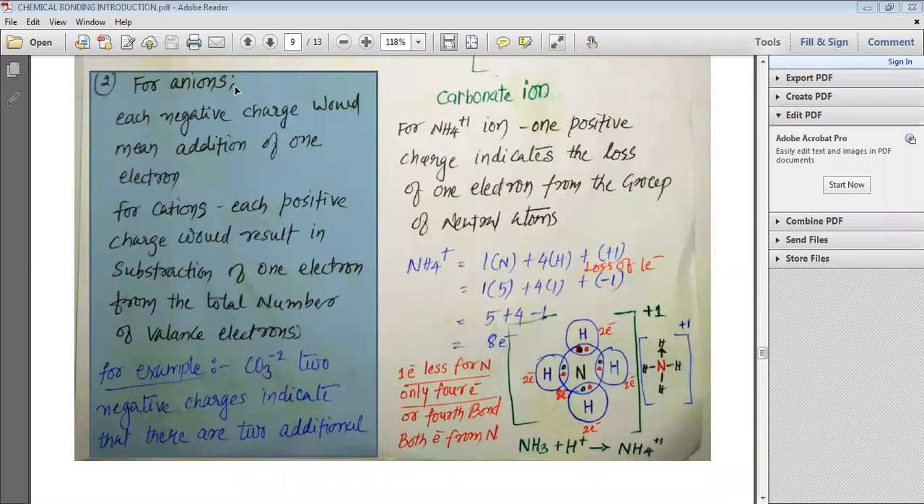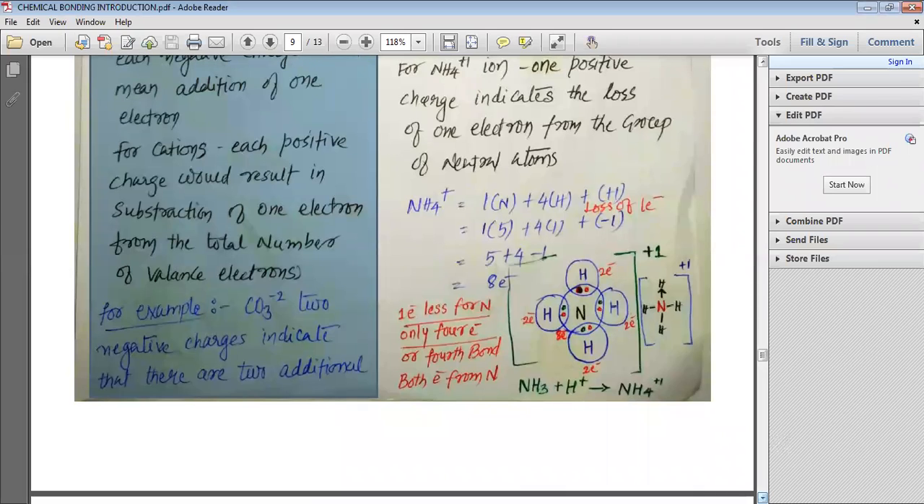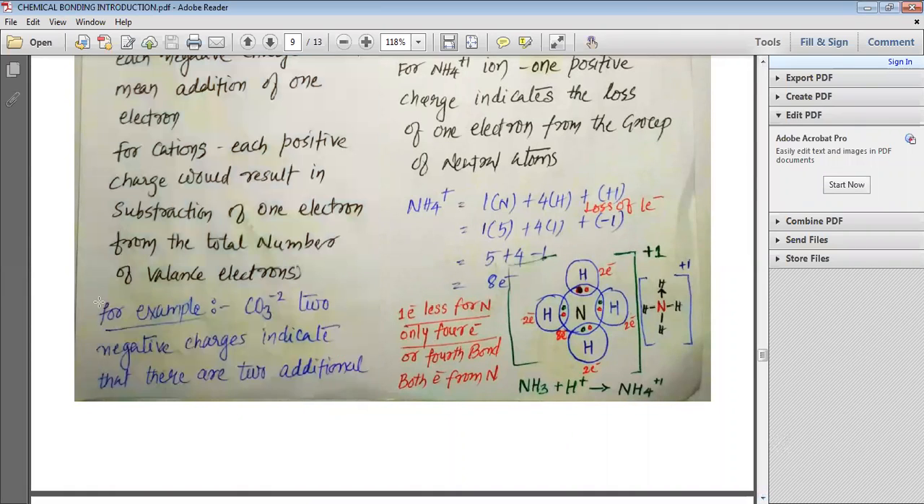Next, for anions, each negative charge would mean the addition of 1 electron. So if an anion is formed, we need to add 1 electron to the total valence electrons. For cations, each positive charge would result in the subtraction of 1 electron from the total number of valence electrons. So if there is a cation, then the number of electrons equal to the charge on the species would be subtracted from the total number of electrons.